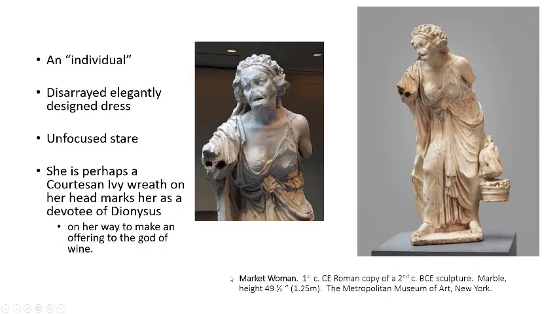Here we are. Some more details of this particular individual. As I say, she's disarrayed, elegantly so, really, in the way that her dress is falling off. Her stare is unfocused. We think that maybe she's a courtesan, because the ivy wreath on her head marks her as also a devotee to Dionysus. And she may be on her way to making an offering to that god. So it's interesting, the kinds of different emotions that it may be evoking.